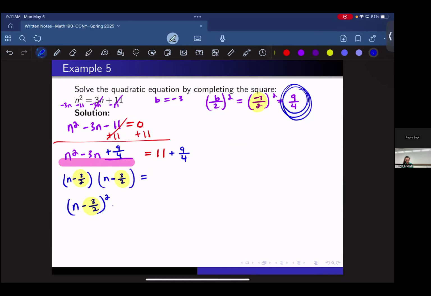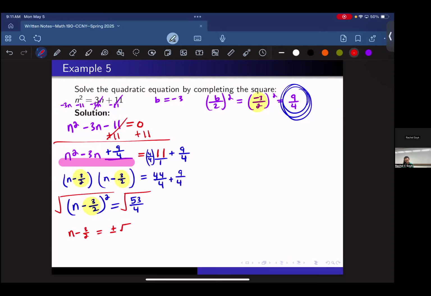That right-hand side, let's put that all under one fraction. So that 11, I'm going to multiply by a fancy form of 1, 4 over 4. 11 is the same as 11 over 1. So we're looking at 44 over 4 plus 9 over 4, which gives you 53 over 4. Now we're into square root property. Take the square root of both sides. So we have n minus 3 over 2 is equal to plus or minus square root of 53 all over square root of 4, which is just 2.